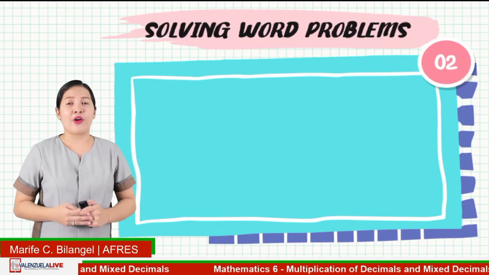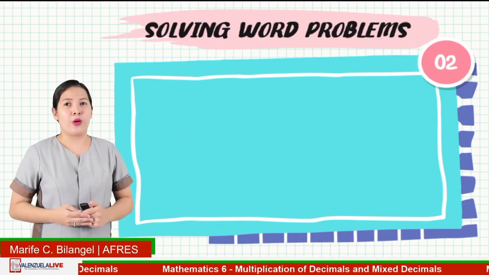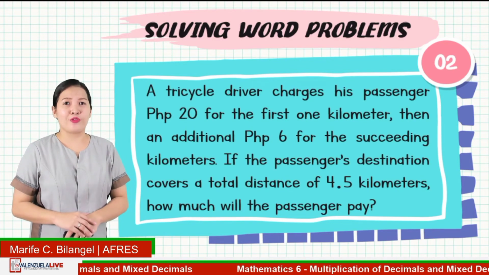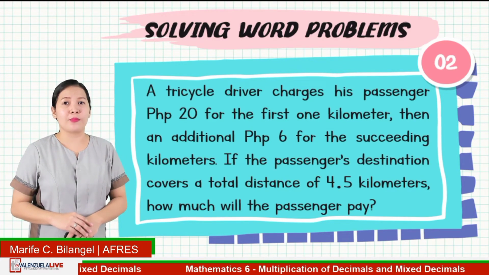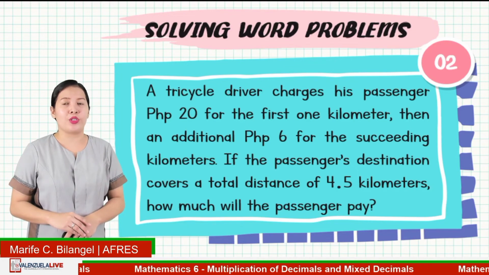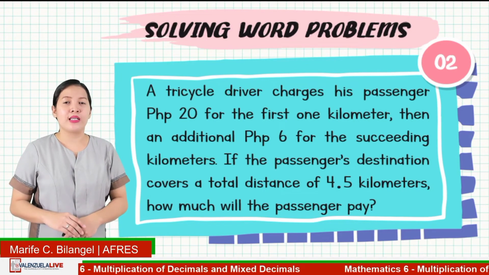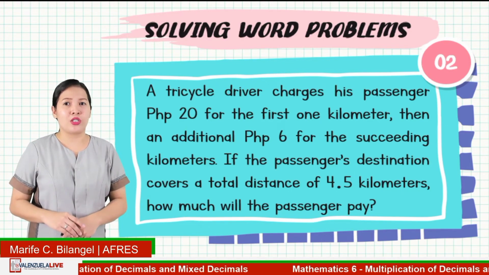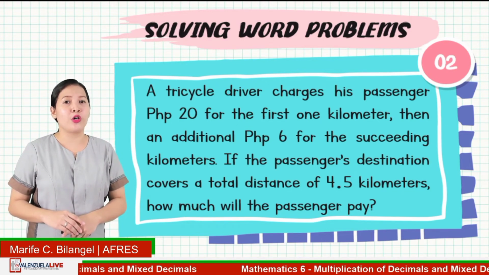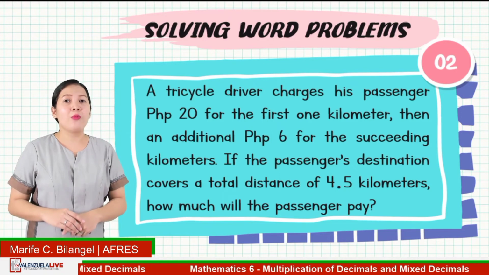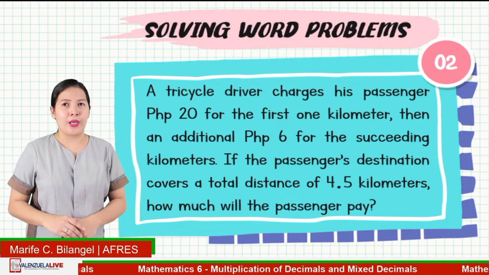Now, let's have our second word problem. A tricycle driver charges his passenger 20 pesos for the first 1 kilometer, then an additional 6 pesos for the succeeding kilometers. If the passenger's destination covers a total distance of 4.5 kilometers, how much will the passenger pay?